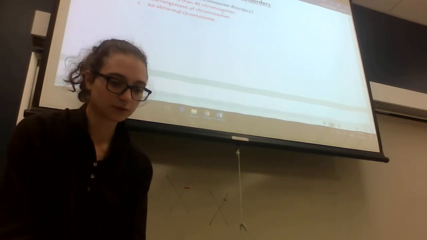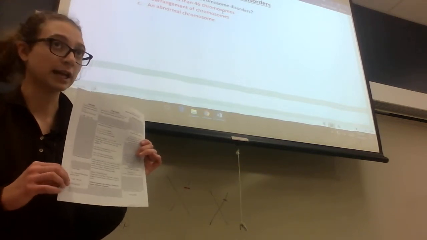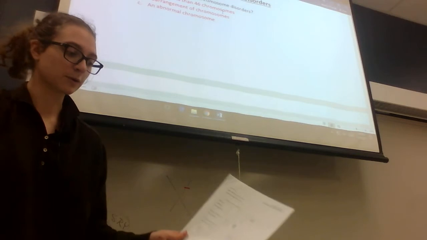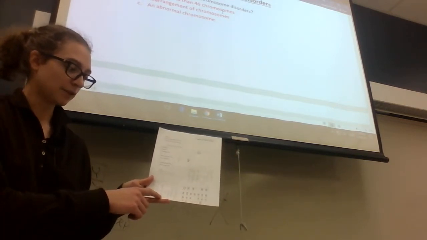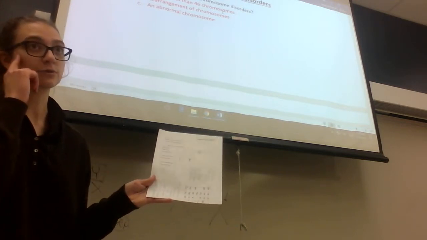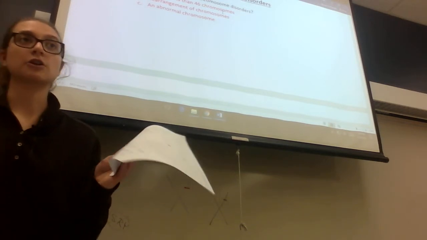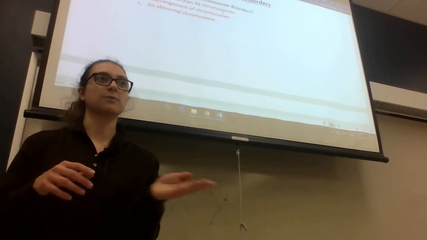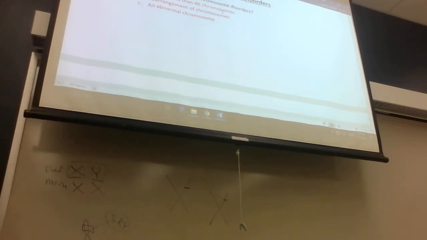The gene disorders are going to have to do with letters. If there are letters, it's a gene disorder. With the chromosomes, it's kind of like the shapes. With Down syndrome, if you have three copies of chromosome 21, then you're going to have Down syndrome. If you have more or fewer chromosomes than you're supposed to, that's the chromosome disorder. Are you missing a chromosome, or do you have too many?